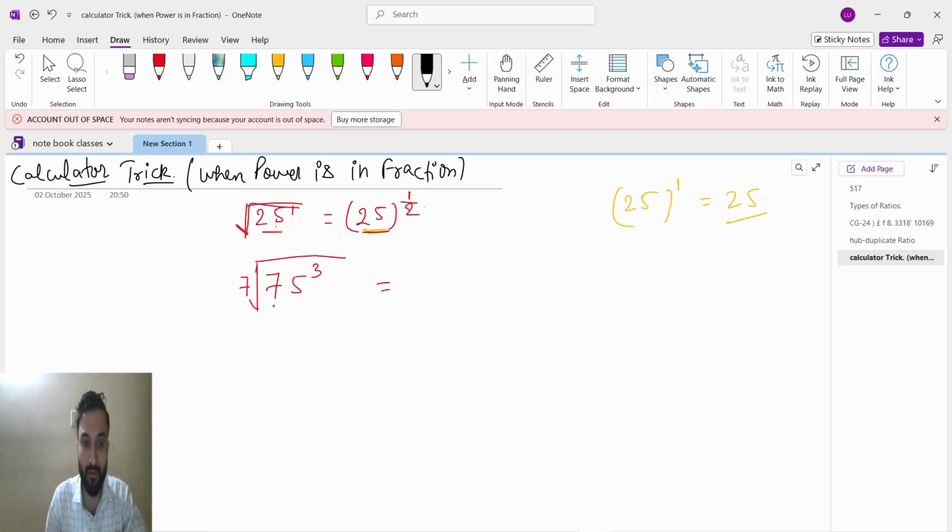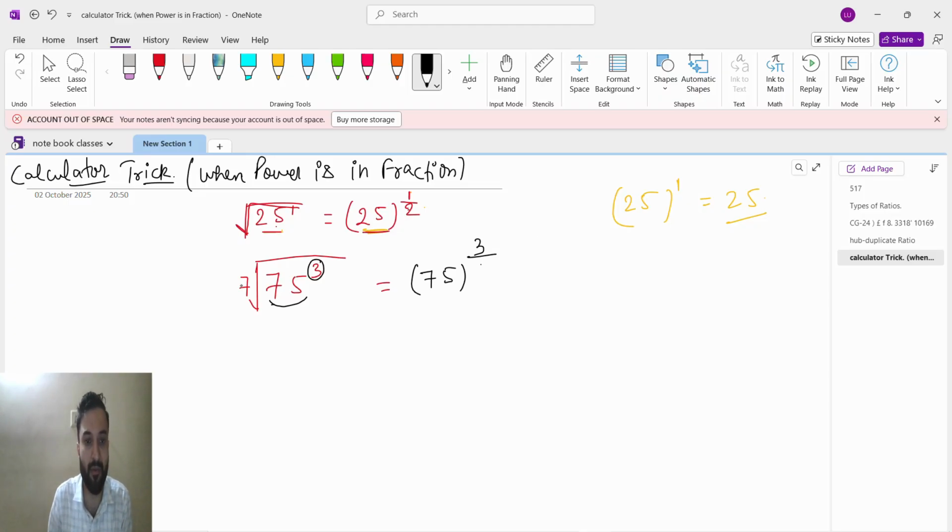So what do we have to do, guys? First of all, whatever number is given, we'll write it down. So 75 is given, we'll write down 75. Then upon the power, we have a numerator and denominator. Numerator means whatever the power of the number is. What is the power of this number? 3. So we'll write it in the numerator.